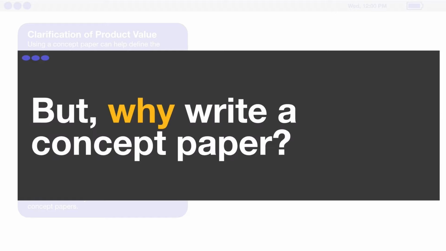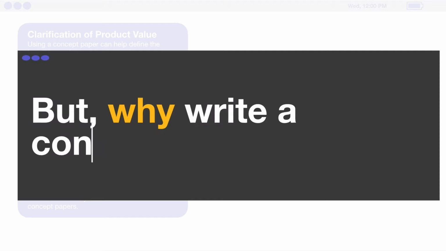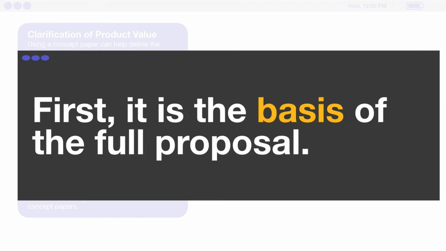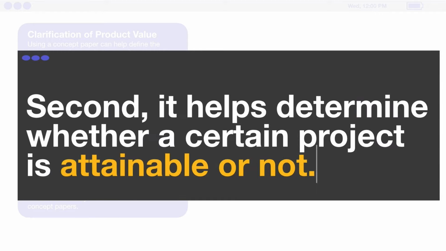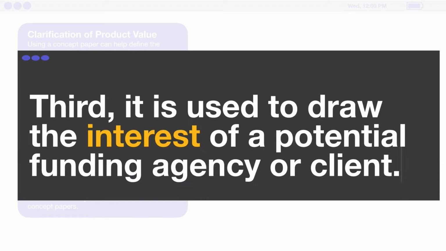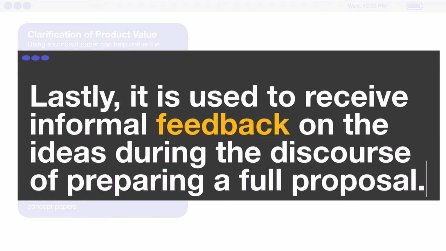Why write a concept paper? A concept paper has several uses. 1. First, it is the basis of the full proposal. 2. Second, it helps determine whether a certain project is attainable or not. 3. Third, it is used to draw the interest of a potential funding agency or client. 4. Lastly, it is used to receive informal feedback on the ideas during the discourse of preparing a full proposal.